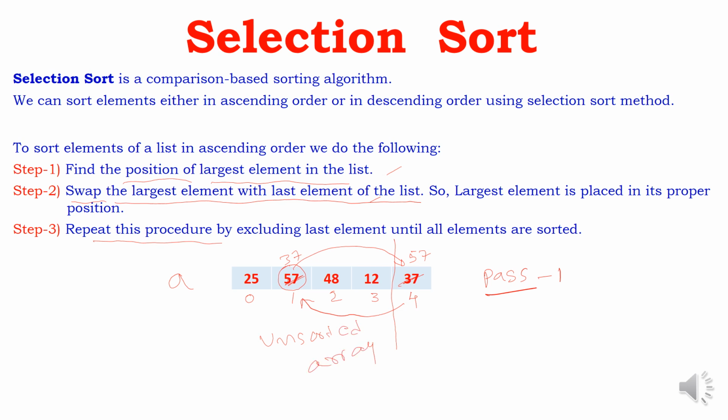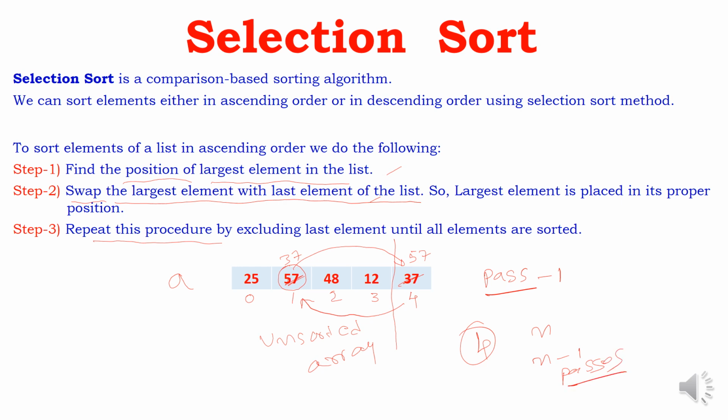repeat the same procedure on the unsorted array. Now again we find the largest element in these 4 elements and we swap the largest element with the last element of this unsorted array. That is said to be pass 2. Like this, we'll have n minus 1 passes. When there are 5 elements, we'll have 4 passes. When there are n elements, we'll have n minus 1 passes.